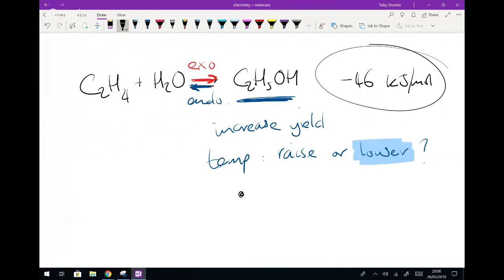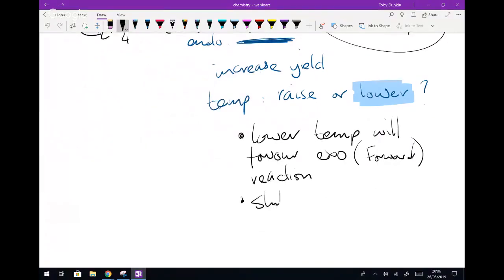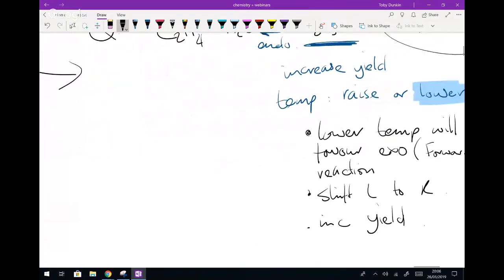And they're going to do this to you. So lower temp will favor exo, brackets forward reaction. Equilibrium shifts from left to right. Increase yield. Shift L to R. Increase yield. So why so hot?